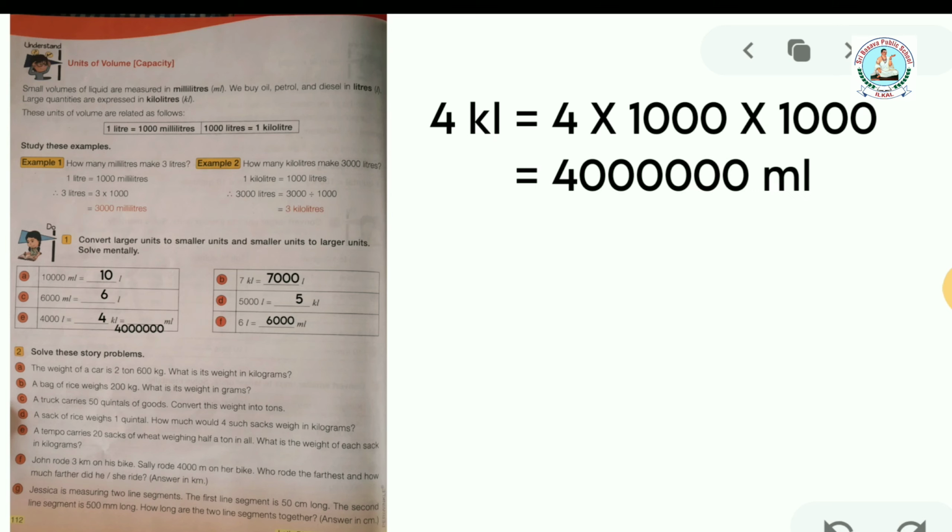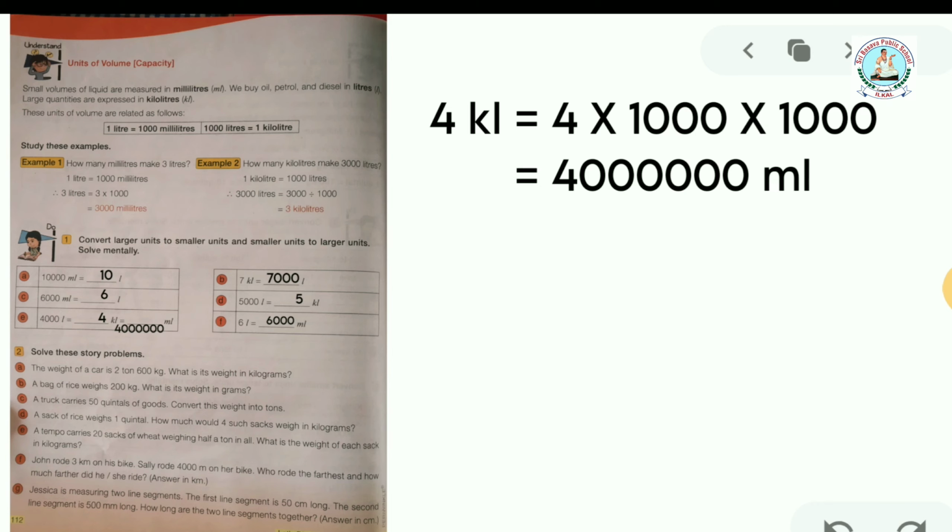When you multiply like this, it would be 4 into 1 is 4 and 3 zeros plus these 3 zeros would be 6 zeros in total. So 4 kiloliter equals how much? This much ml. Just read it once. Ones, tens, 100, 1000, 10,000, lakh, then 40 lakh. So 40 lakh ml will make 4 kiloliter.